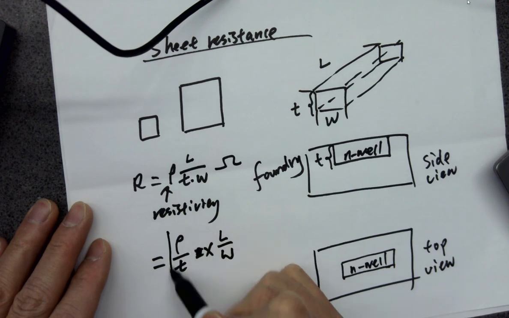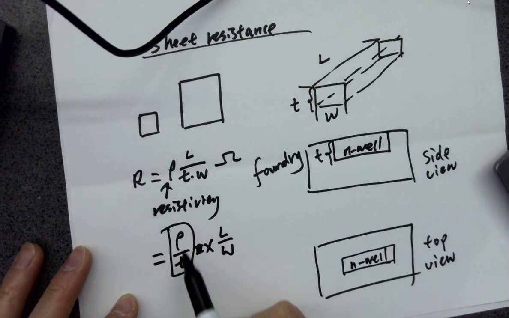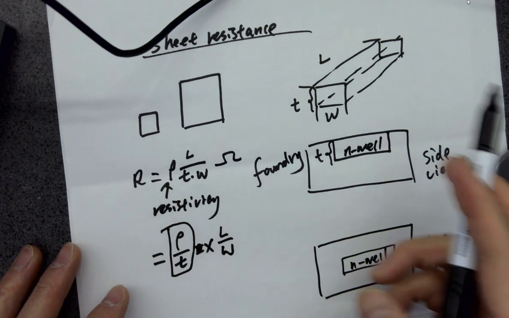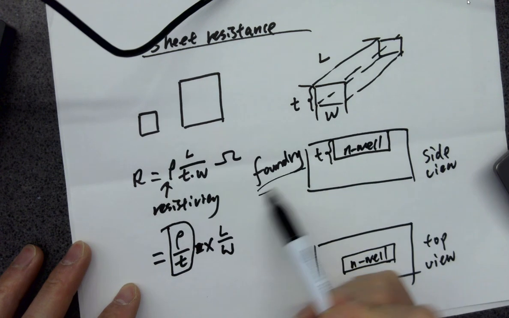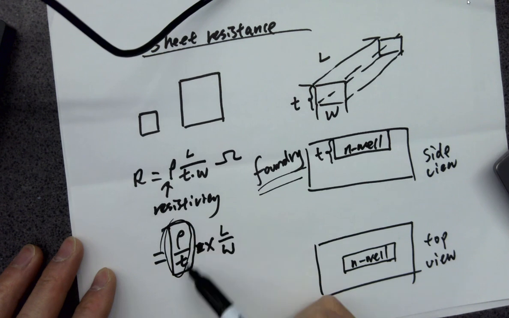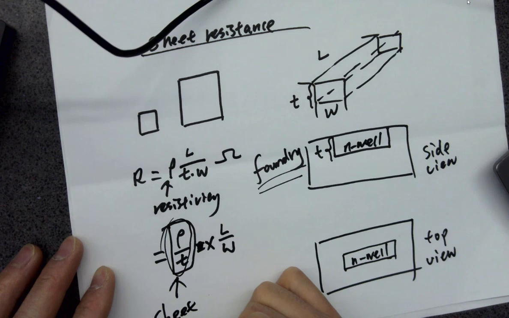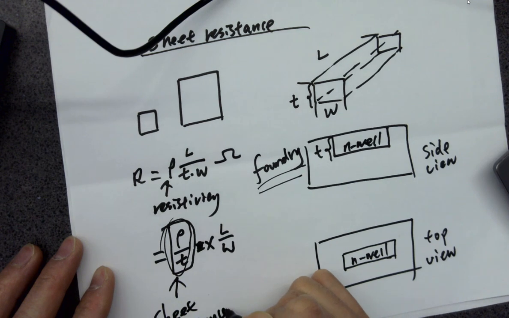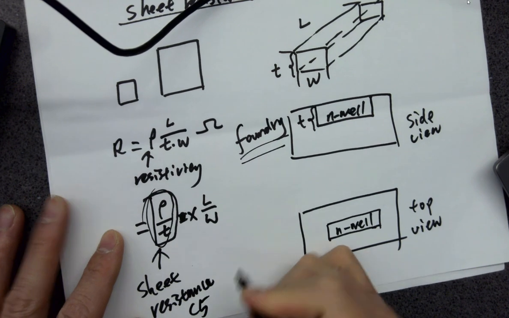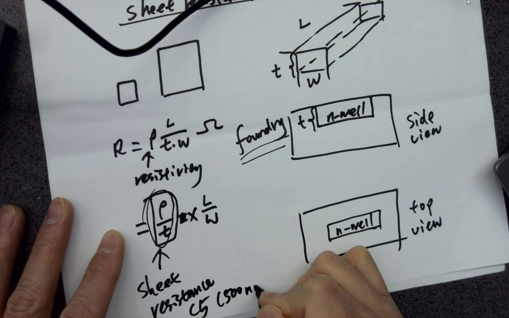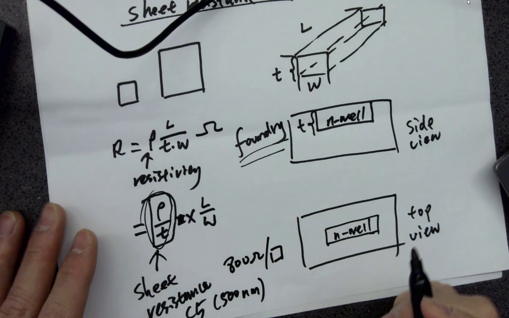And the sheet resistance specifies this parameter because none of them are changing. The resistivity depends on the property of the material, so it's not changing. And the thickness is defined by the foundry, it's not changing. So this is a constant. And this is called the sheet resistance. Remember the example we have? I told you the sheet resistance of the C5 technology, the 500 nanometer technology, is like 800 ohms per square. It's somewhere around that.